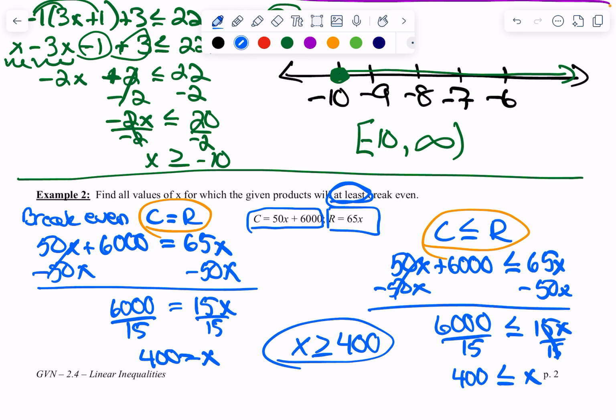So if we write it in interval notation, we start at 400. 400 is the break even point, so it is included with a bracket. And then we keep going to infinity on the other side. There's no restrictions on where to stop on that side.